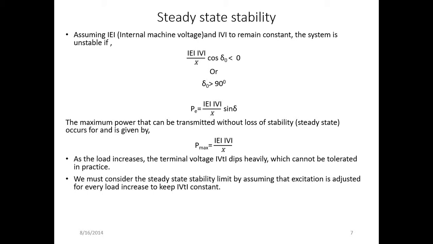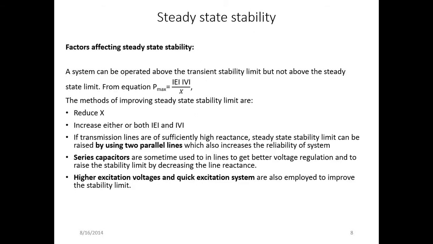Then the power transmitted through the transmission line to the receiving end is given by the equation P equals magnitude of E into magnitude of V upon X into sin delta. Then we discussed different factors which affect the steady state stability and methods of improving steady state stability.